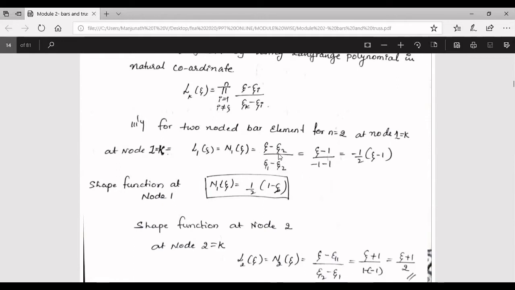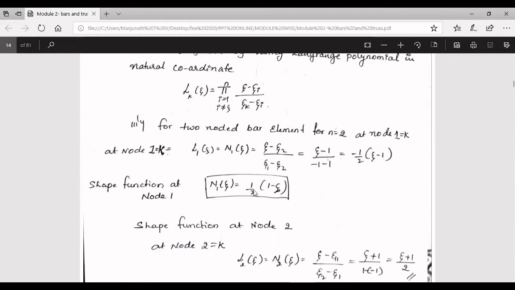Now substitute the values of zeta 1 and zeta 2. In the element, we know that zeta varies from -1 to +1. At node number 1, it has -1. At node number 2, it has +1. As we substitute zeta 1 and zeta 2 values, we get the equation like this: (zeta - 1) divided by -1 - 1, which is equal to -1 divided by 2, (zeta minus 1).